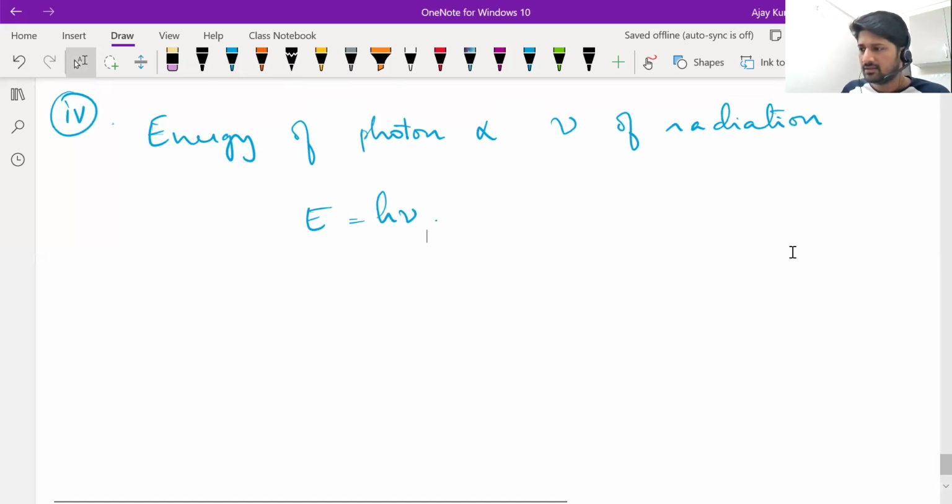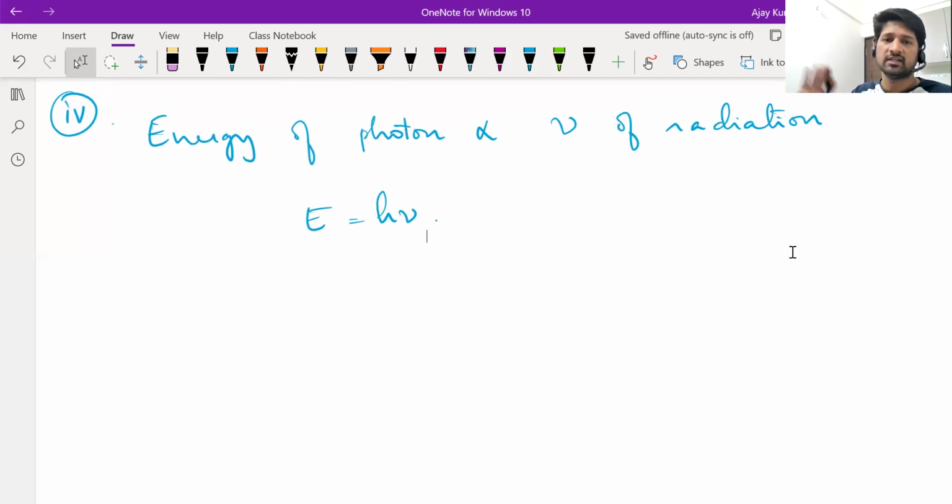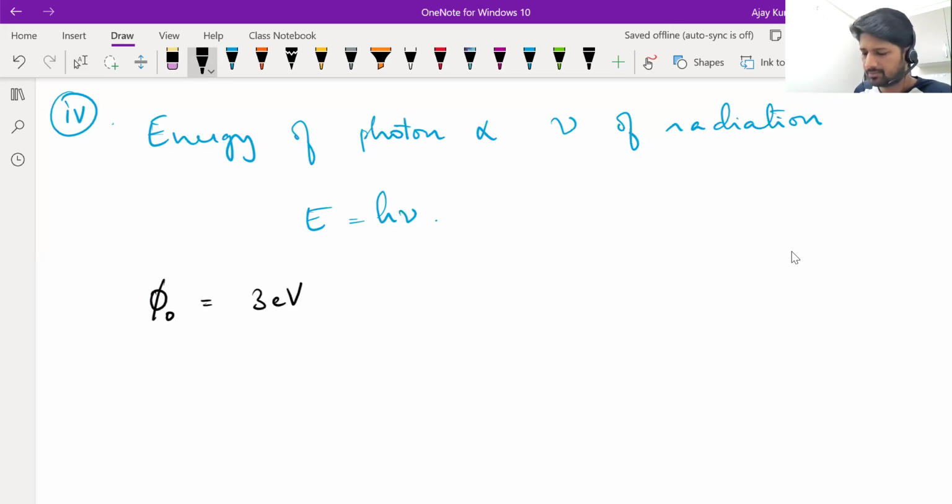And see, each electron accepts one photon, that's fine. And it accepts a photon if the photon has more energy than the work function. If the photon can help the electron escape the metal surface only, it will accept. Suppose the work function of the particular metal is 3 electron volt. But let's say the photon carried an energy of 4 electron volt. Now, the photon is having more energy than the work function, so it can help the electron get out of the metal surface. Now, the electron takes all these 4 electron volts.